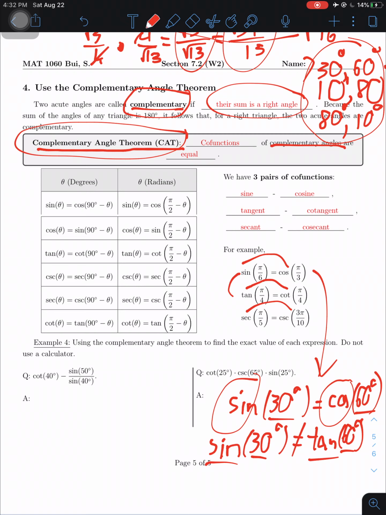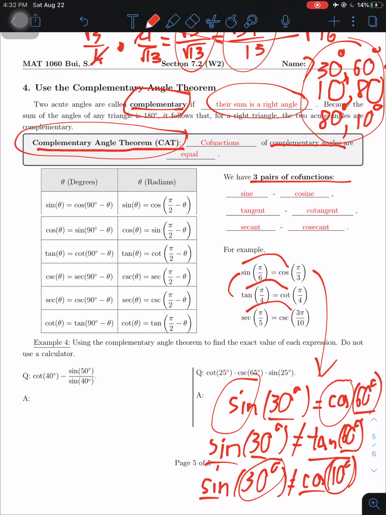Another scenario is when you have sine of, say, 30 degrees, and you set it equal to cosine of 10 degrees. You might say this is true because sine and cosine are co-functions. Well, this is again not true. Why? Because the angles don't add up to 90. So there are two requirements you have to follow. First, they have to be co-functions. Second, they have to be complementary.